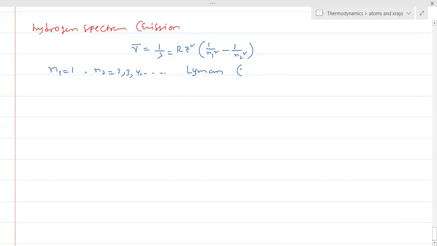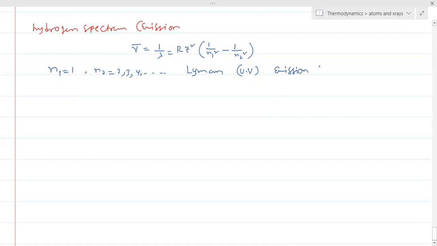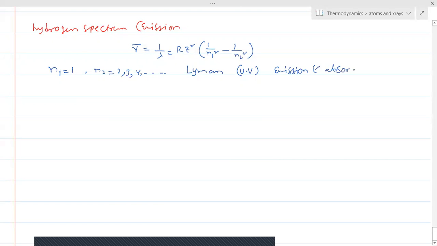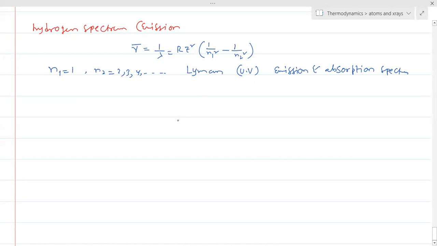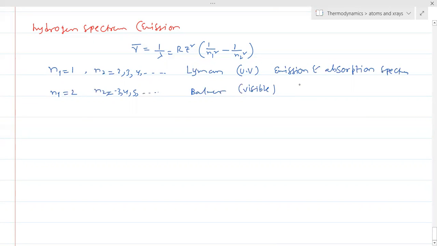The specialty of the Lyman series is that it is visible in the UV region, and this is the only series which is present in both the emission spectrum as well as the absorption spectrum. Suppose n1 = 2 and n2 = 3, 4, 5 and so on. Then we will get the Balmer series, in the visible region, and only in the emission spectrum.